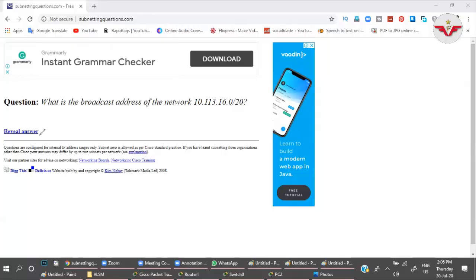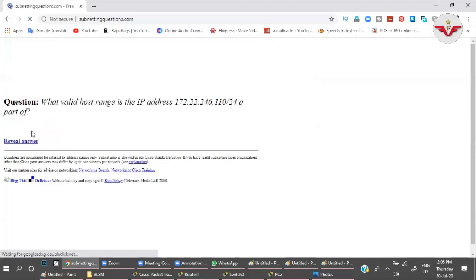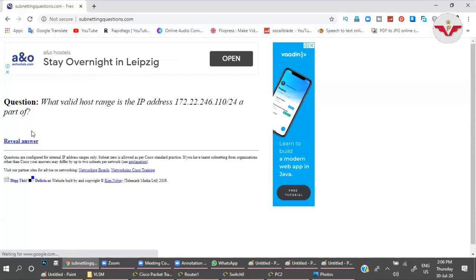Okay. Let us come to the next question. Let us see the answer. Yes, 31.255 is the correct answer. Next question. What valid host range is the IP address this a part of? Start.